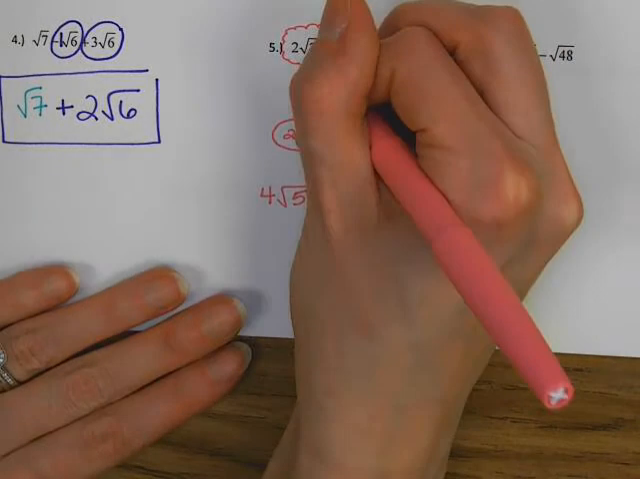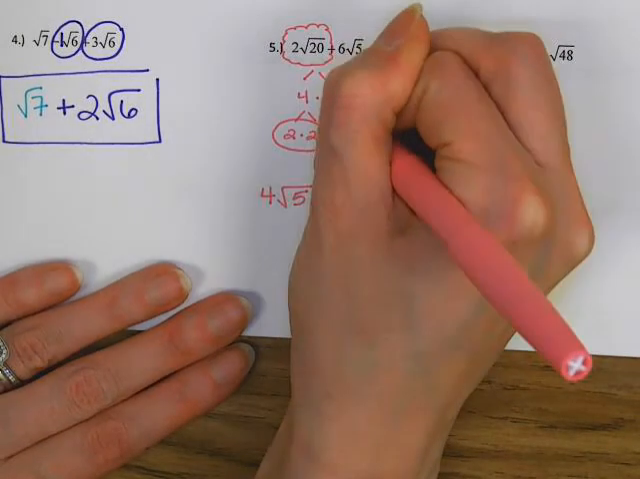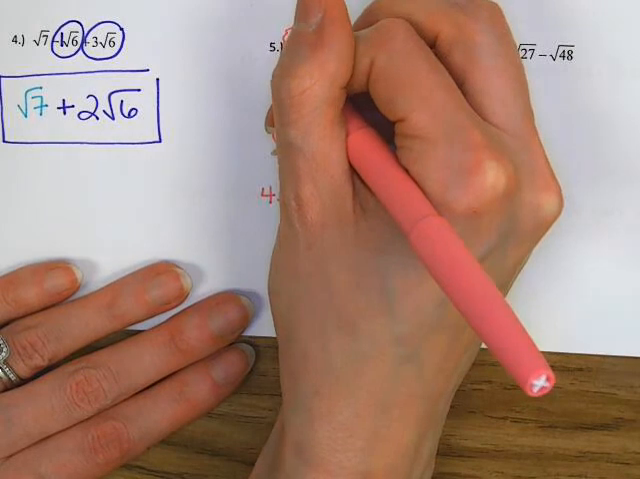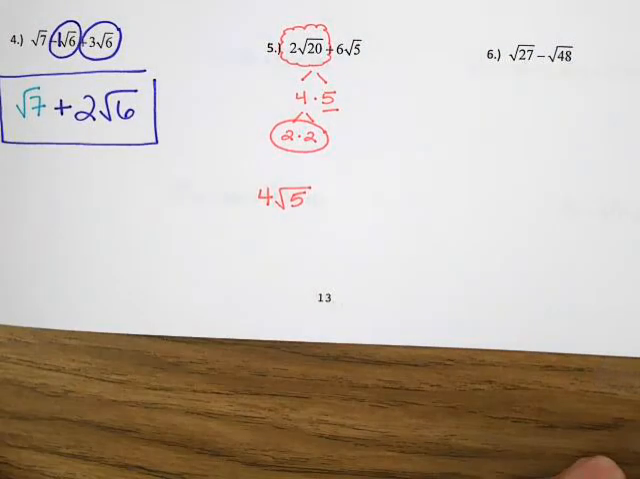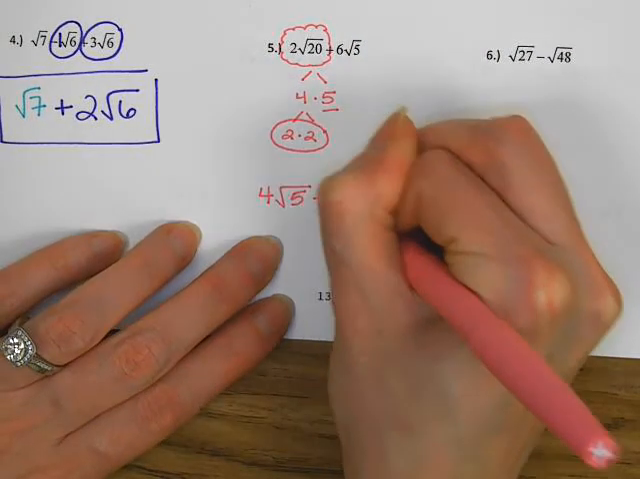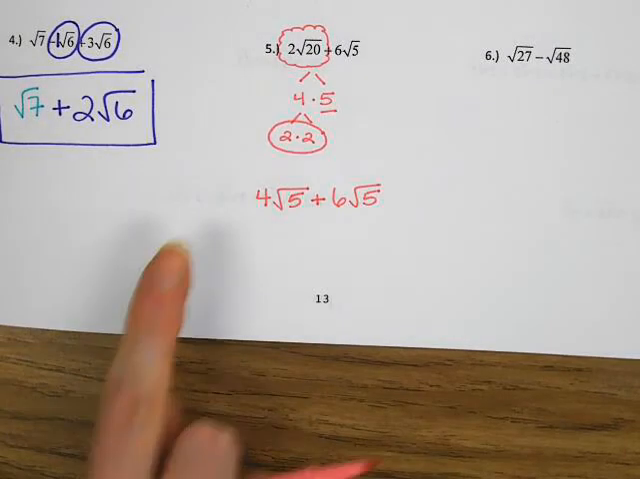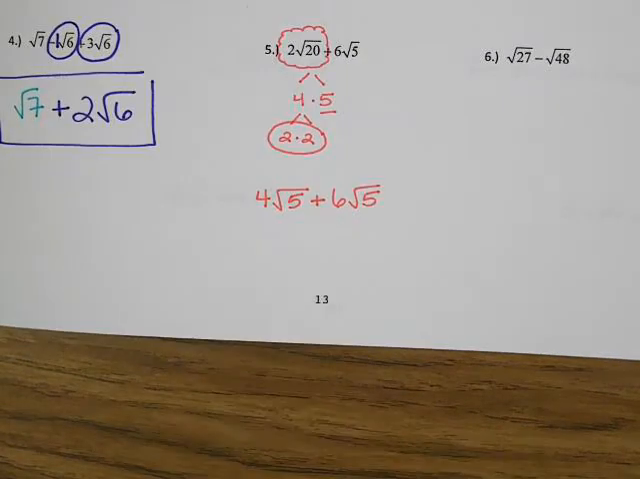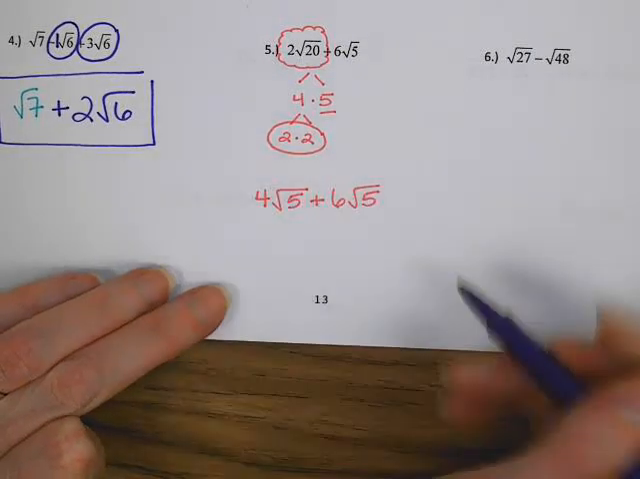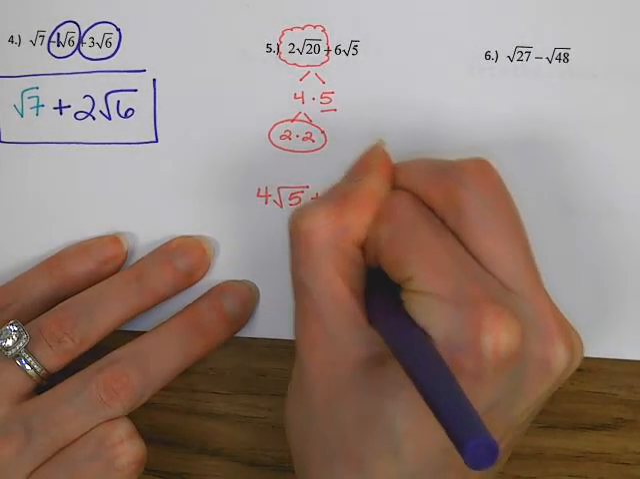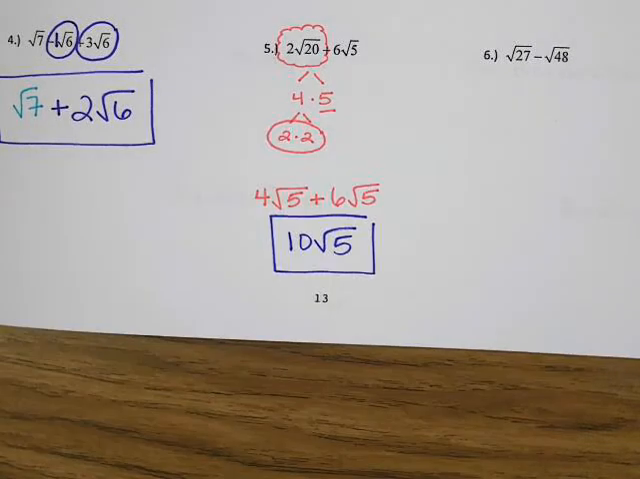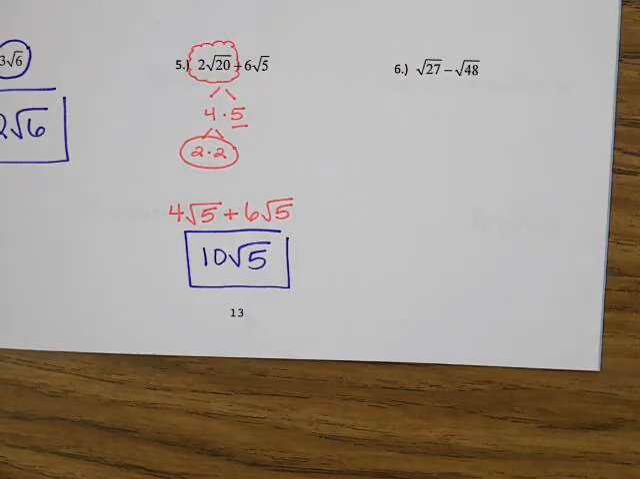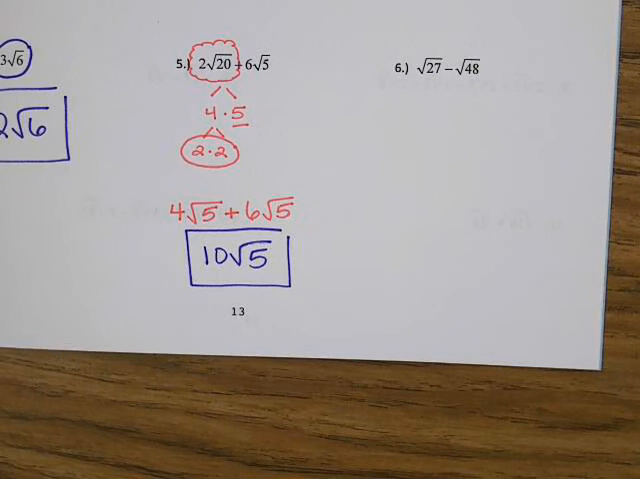Okay, so the root 20 we simplified into 2 root 5, but the 2 came out and made it a 4 root 5. Okay, and now this guy's already simplified, and now look, they actually are secretly like terms. 4 root 5 plus 6 root 5 is 10 root 5. Okay, and then I would pause, guys, and try number 6 first. But notice they're not like terms, but let's simplify them first.